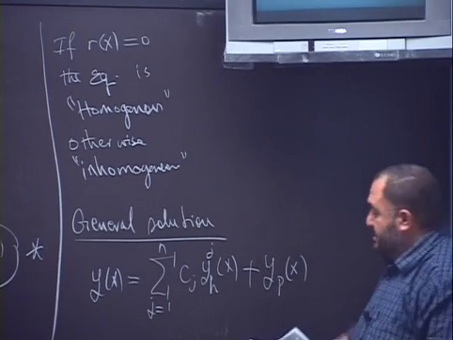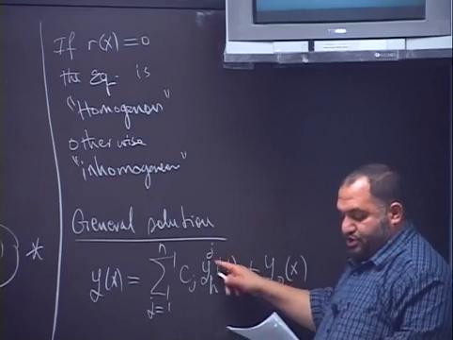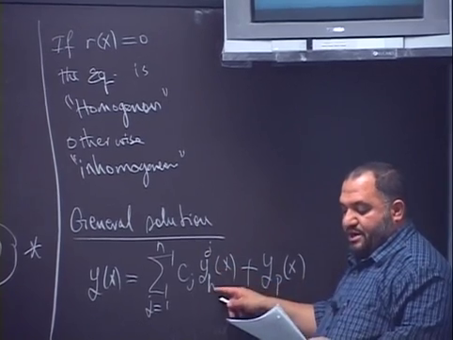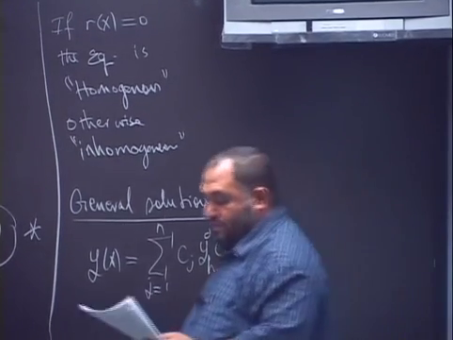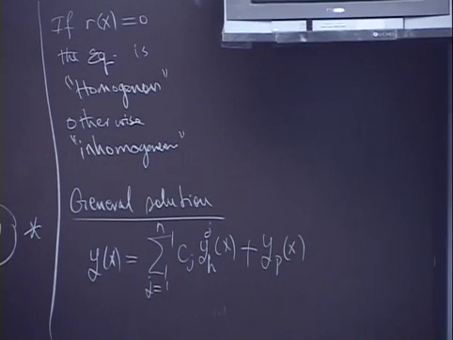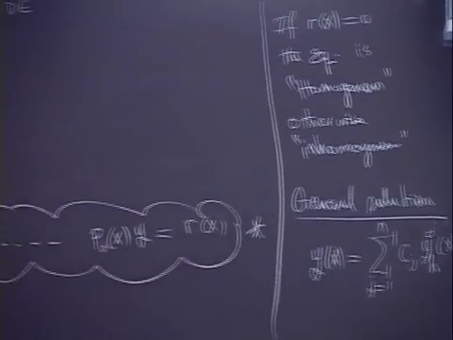So again, the y_hj(x) are the n linearly independent solutions for the corresponding homogeneous equation, and y_p(x) is the particular solution, and both of them will satisfy this equation, equation star.